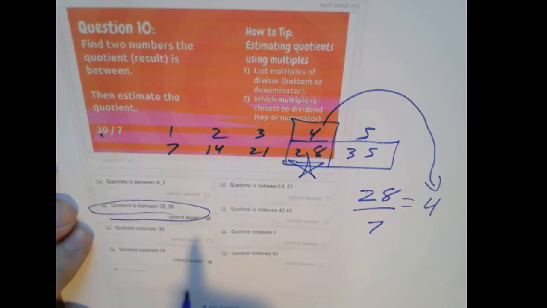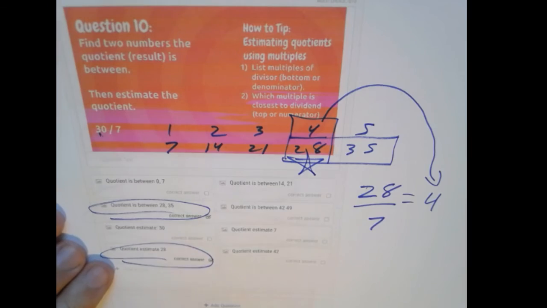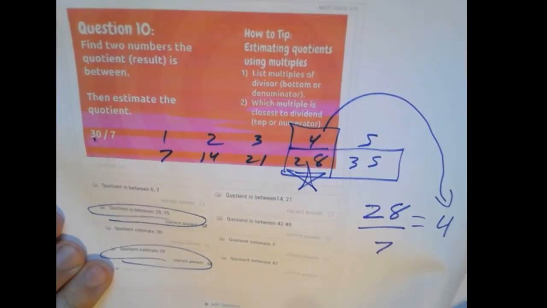Now is 30 closer to 28 or 35? Well, it's closer to 28. So really what we'd end up using to estimate the quotient would be 28 over 7. And of course that would be 4. Okay, so what is it between? It's between 28 and 35. And what we're going to use to estimate the quotient will be 28, 28 over 7 to make 4.